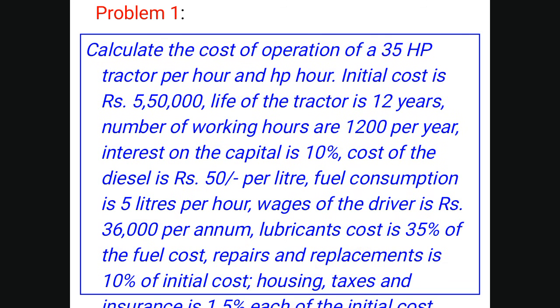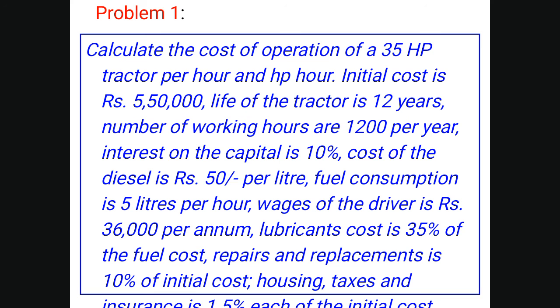And now we take an example problem. Calculate the cost of operation of a 35 HP tractor per hour and per HP hour. Initial cost is given as 5,50,000, and life of the tractor is given as 12 years. Number of working hours is 1,200 per year. Interest is 10% of the initial cost. The cost of diesel is 50 rupees per liter. Fuel consumption is 5 liters per hour. Wages of the driver is given as 36,000 per annum.